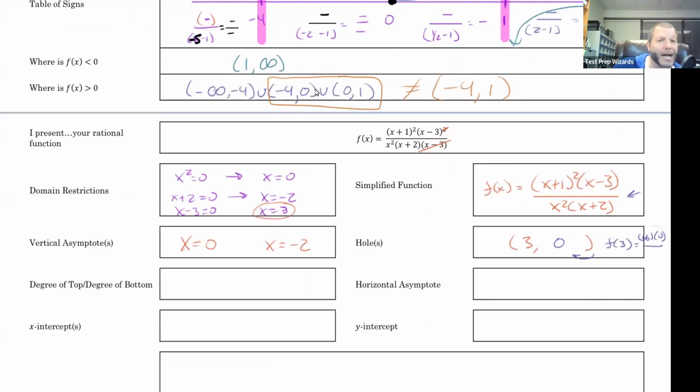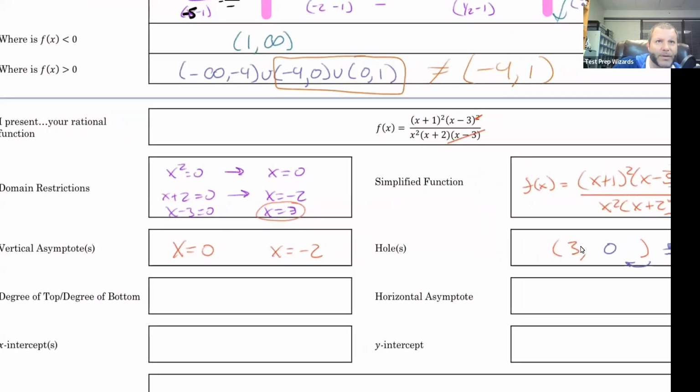So technically it's not an x-intercept, so I'm not going to write that as an x-intercept. We technically have a hole there, but we also do want to think about that when it comes to our table of signs. So our degree of the top, degree of the bottom, right?